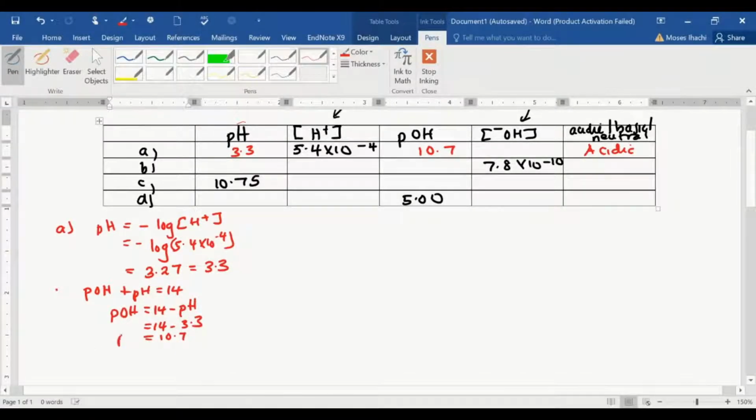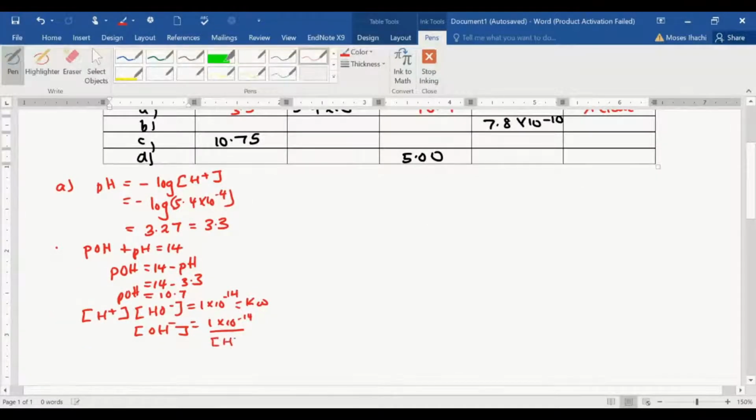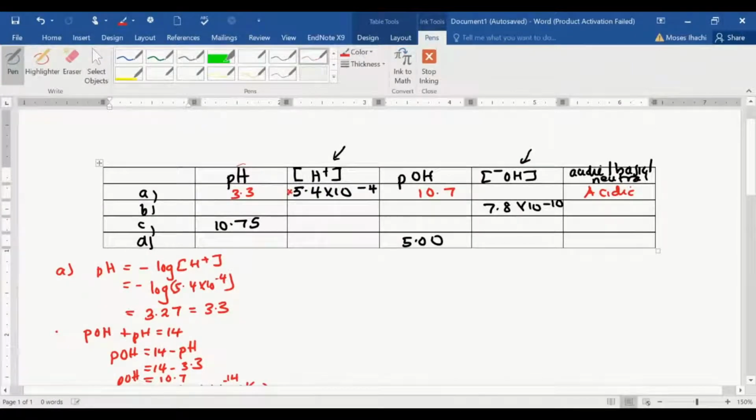But before that, let's find the concentration of OH. Now, the concentration of acid times the concentration of the base will always be equal to 1 times 10 to the power minus 14, which is Kw, the ionization of water. So if you want to find the concentration of the base, it is 1 times 10 to the power minus 14 divided by the acid concentration, which is given in the table. In this case, the acid concentration was 5.4 times 10 to the power minus 4. It's given in the table there in black.